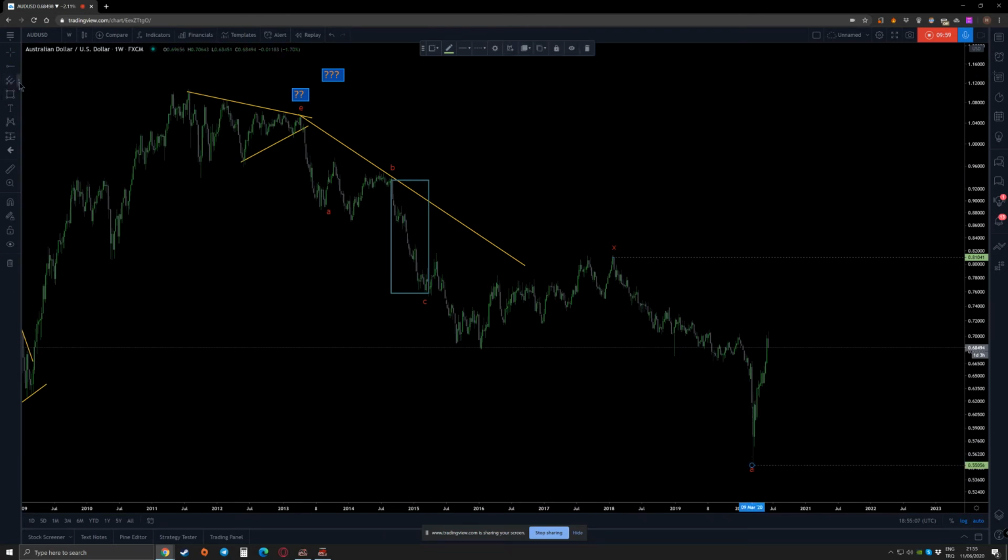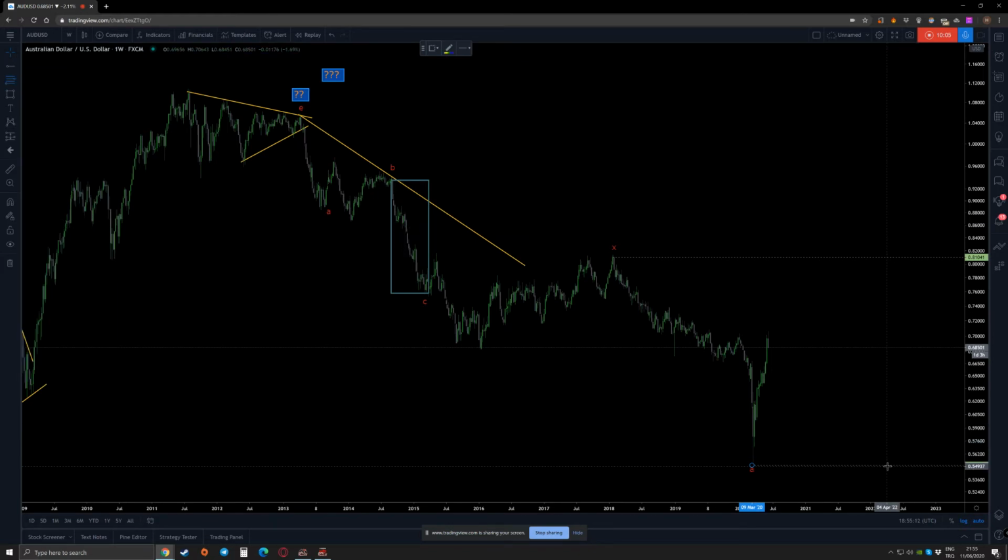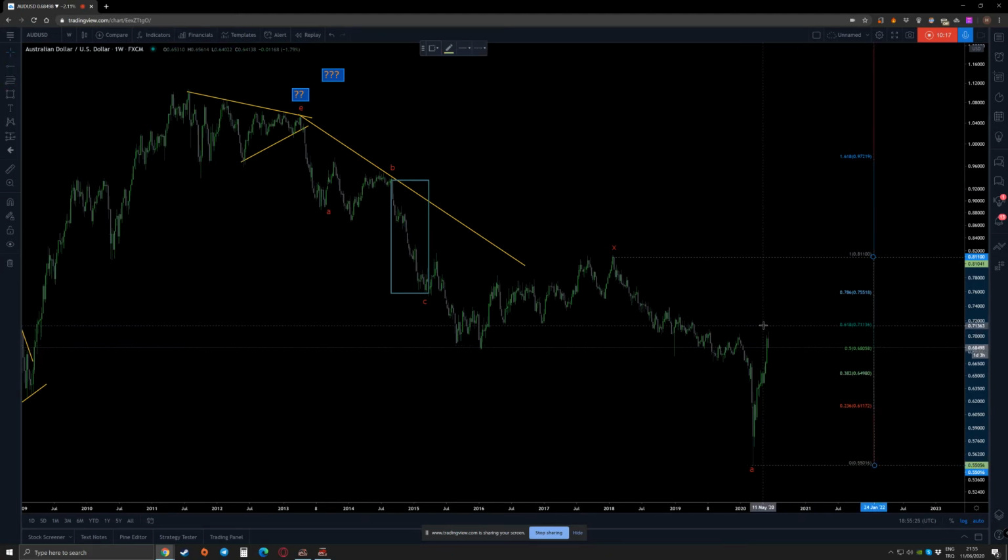And this move should go 618 if we are looking for a flat. So this move here, it needs 618. What is 618? Well, 618 is almost touched today, actually, this week actually. But of course, if this actually ended here, then 618 is a little bit higher.